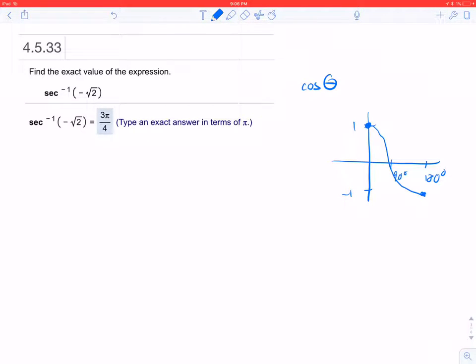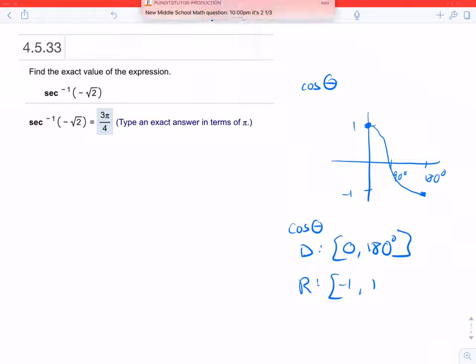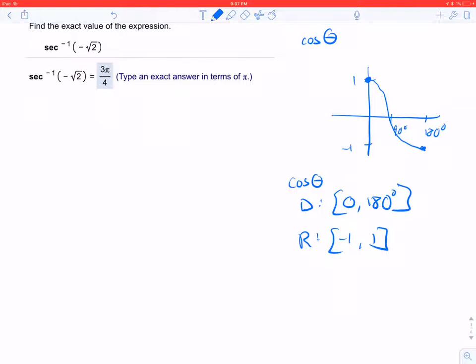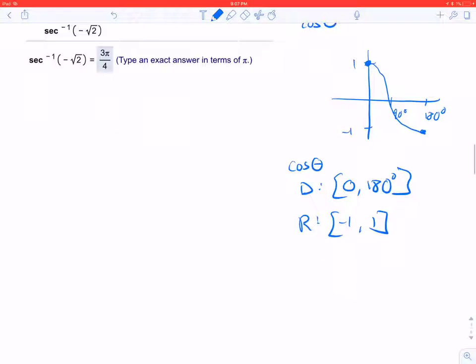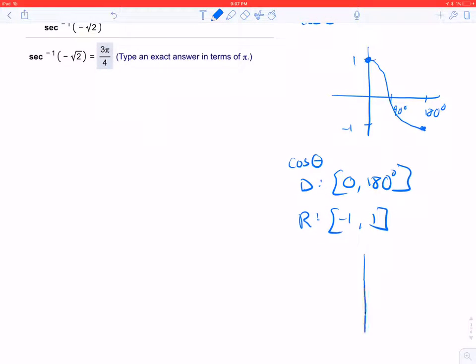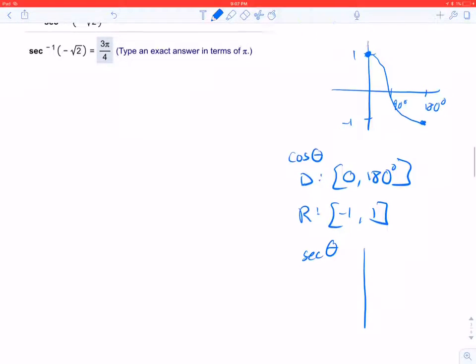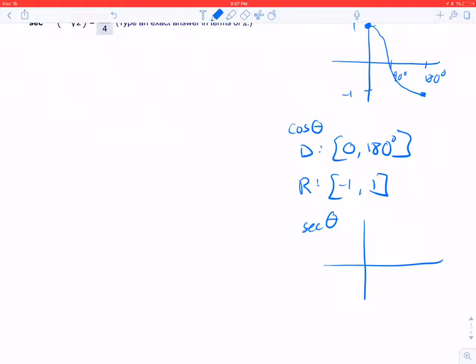Okay. So now cosine, we would normally say the domain would go from 0 to 180, and the range would be from -1 to 1, right? But we want the reciprocal. So secant shares the max and the mins, and all of our zeros become asymptotes. So that means the graph of our secant function, secant of theta, is going to look something like this. So say this was 1 here, and this was -1.